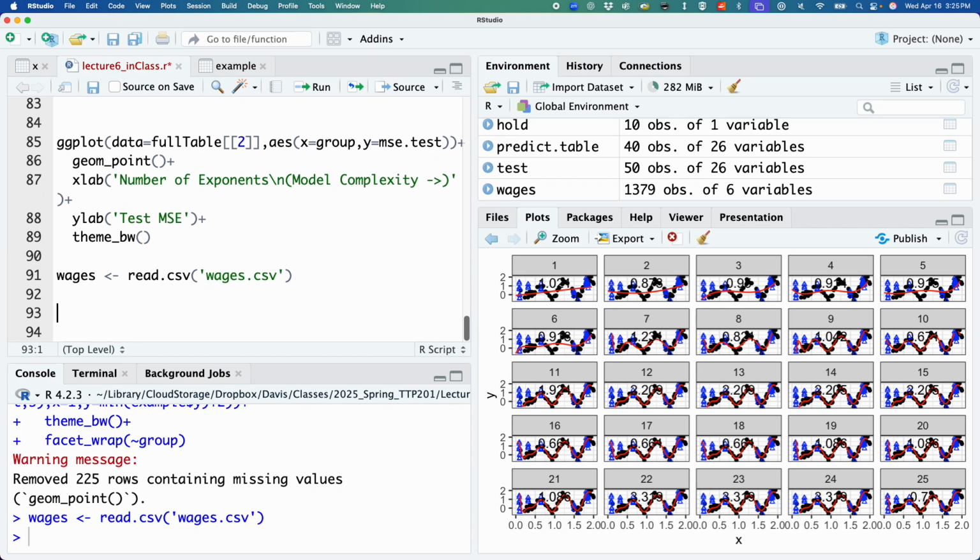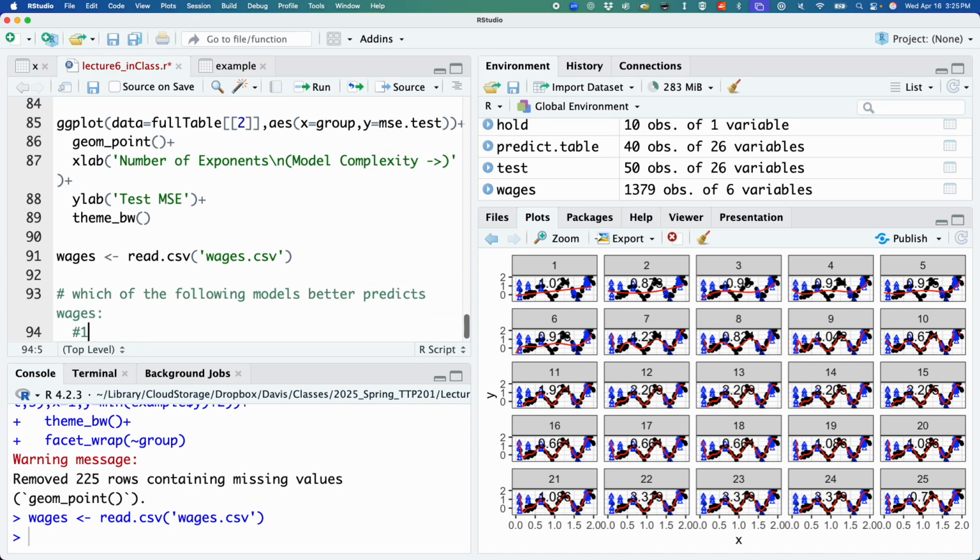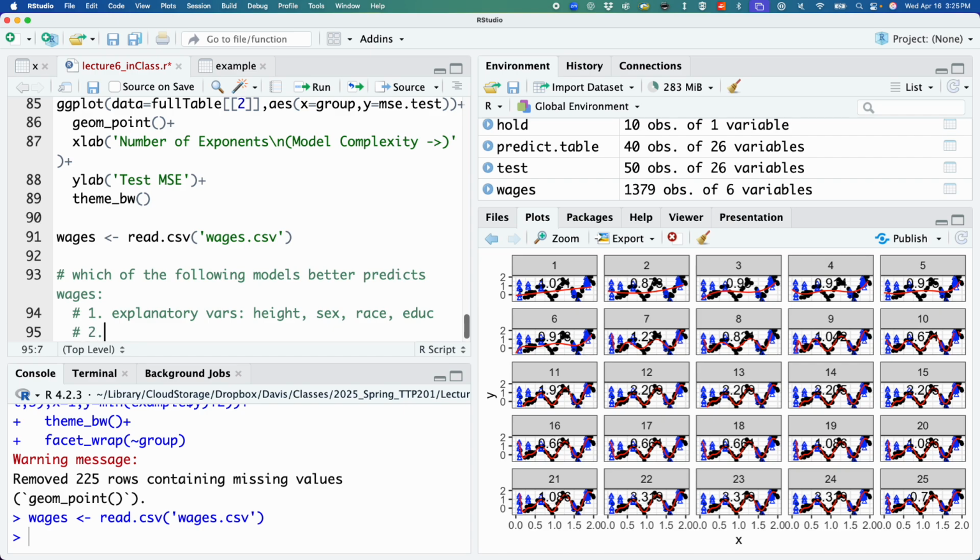And I have a question about which of the following models better predicts wages. Okay, so one would be explanatory variables of height, sex, race, and education. And I want to see if that is a better or worse model than a model that has the explanatory variables of age, sex, race, and education. Okay?